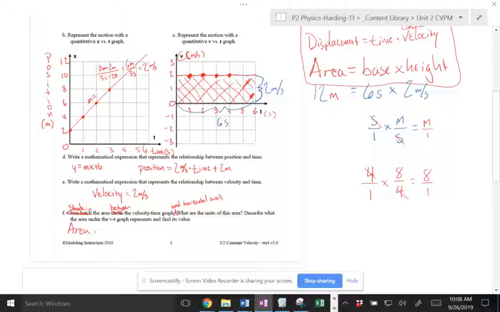Like, okay, area between, buddy, this is an important word choice. Between graph and, can I call it the x-axis? I should probably call it the horizontal axis.